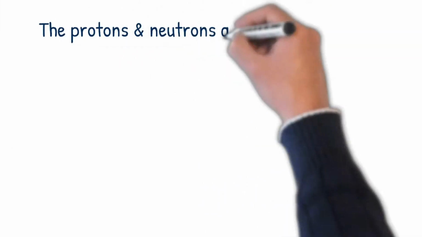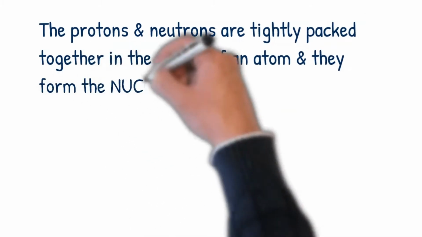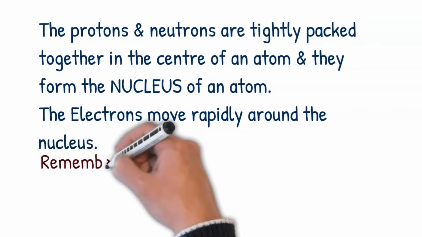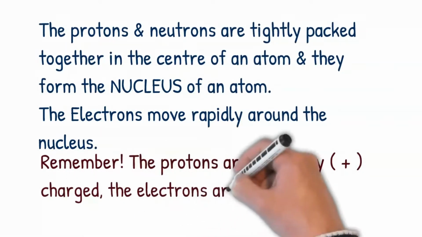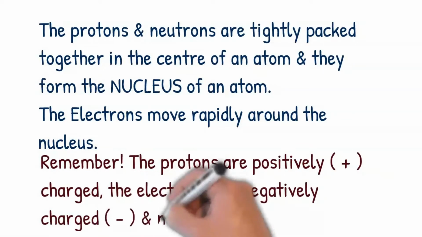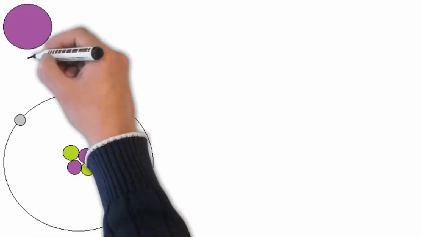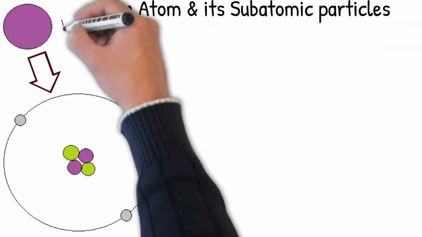The protons and neutrons are tightly packed together in the center of an atom and they form the nucleus of an atom. The electrons move rapidly around the nucleus. Remember, the protons are positively charged, the electrons are negatively charged and neutrons have no charge. An atom and its subatomic particles.